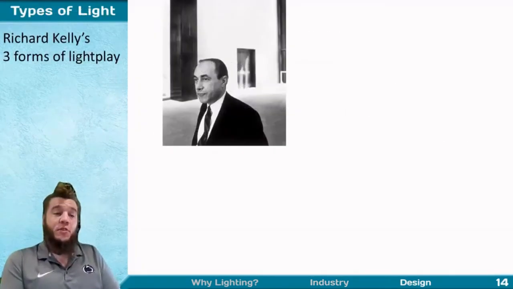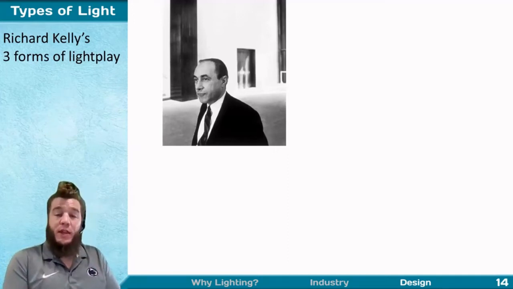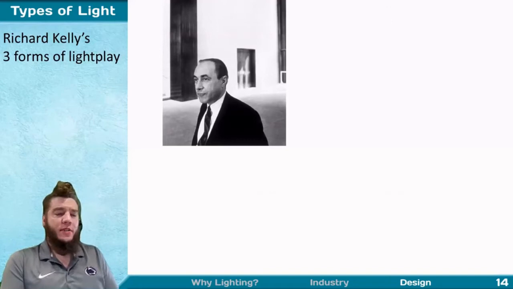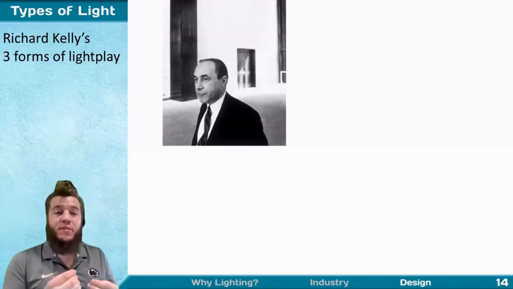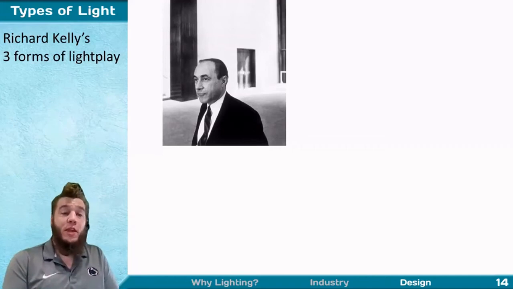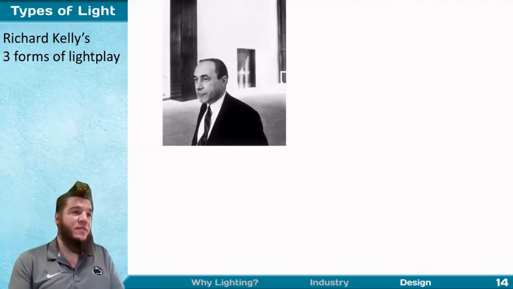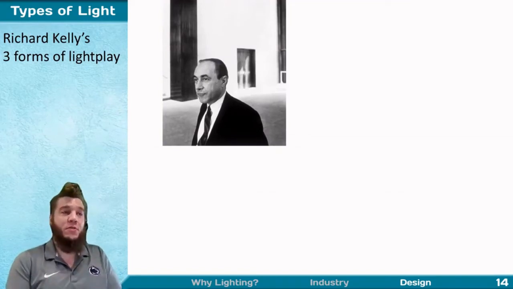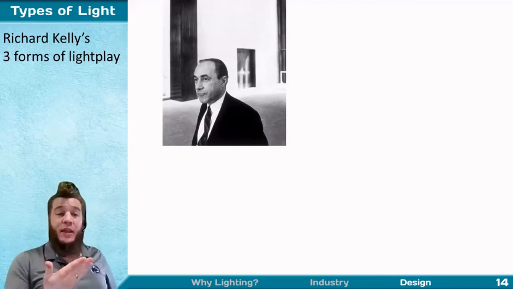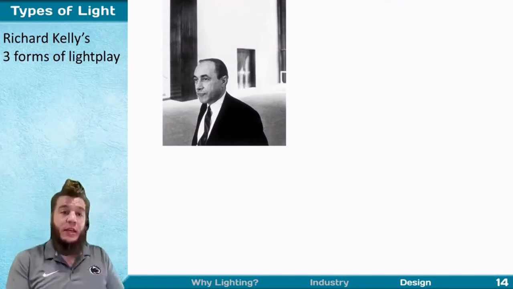Let's switch into talking about design, because I'd like to spend the rest of this lecture on some basic design concepts, just to give you some tools to start thinking about light in a more structured manner. So we'll start with Richard Kelly. Richard Kelly is considered the father of architectural lighting design. He was basically the OG architectural lighting designer. He opened his lighting design firm in 1935, and in fact, he's one of many architectural lighting designers that actually came from the theatrical field into architecture.